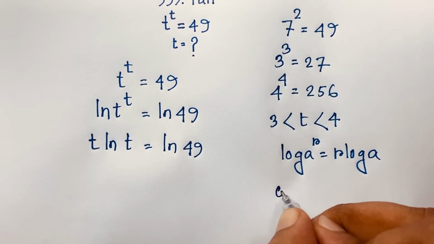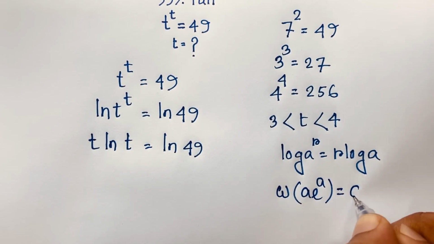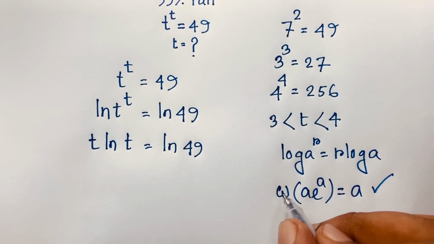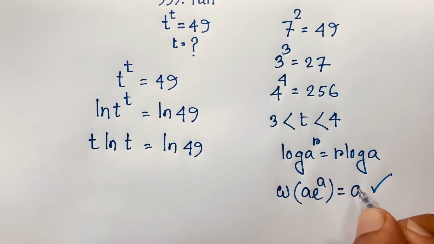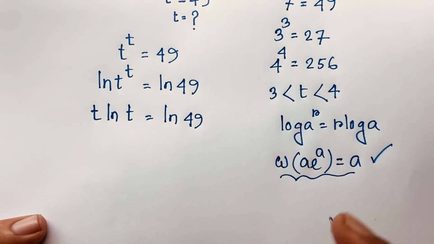We know that the Lambert W function of a e to the power a is equal to a. It is a nice math formula. Lambert W function of a e to the power a will be a. This is the beauty of mathematics. Now at this moment you can see easily.